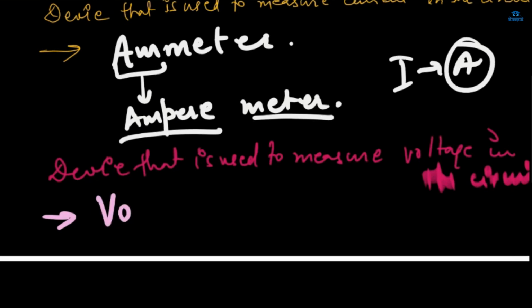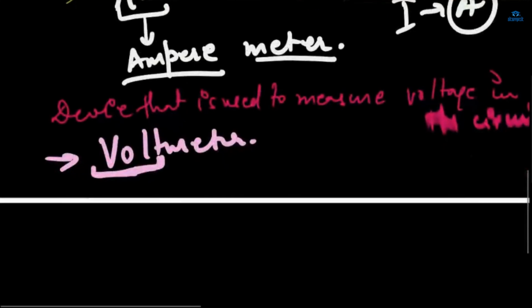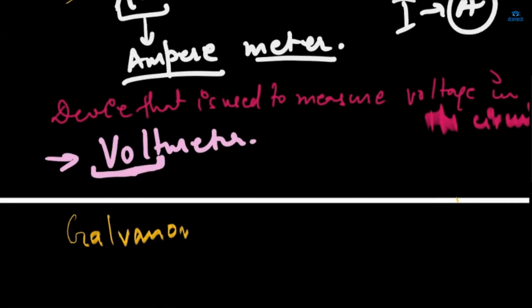Voltmeter, the name itself shows that it is the meter for volt. It is the device to measure volt. Volt means voltage. Okay, and one more device is there, the galvanometer. What is the work of that? That is not what we have to study right now.